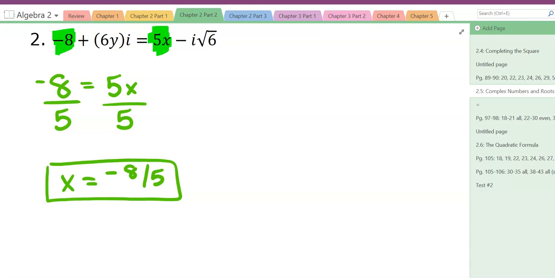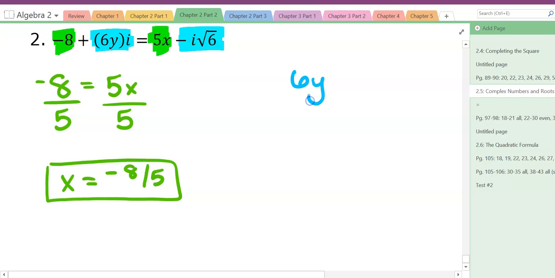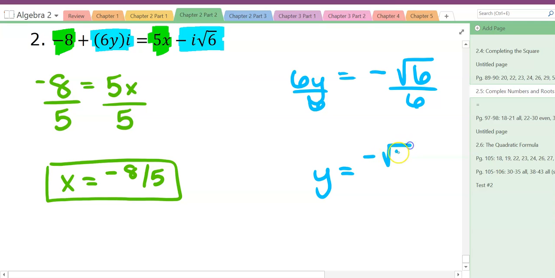Okay, so the other pieces that are left, you've got a 6yi and then a -i square root of 6. All they've done is they've switched the i around on the second side. They put the i in front of the square root sign because that's normally where we would see it. Just drop those i's off of the problem. So on the left side you have 6y, and on the right side, it's negative square root of 6. Then you're going to divide by 6. And again, I'm just going to leave this fraction alone. So it's the negative square root of 6 over 6.